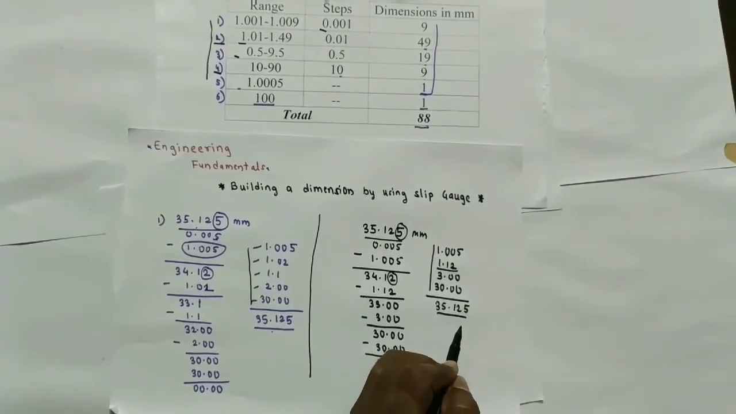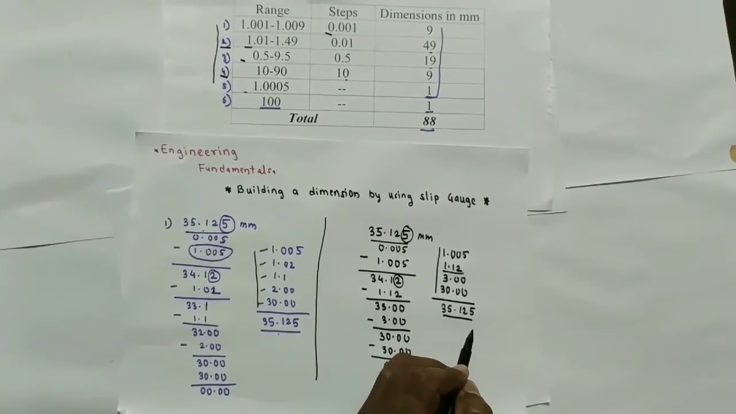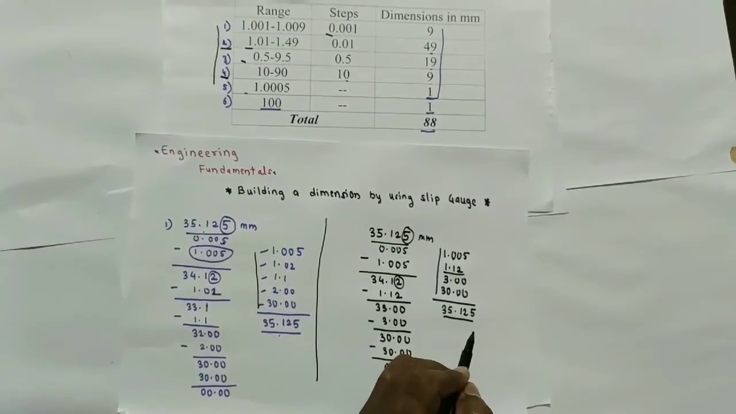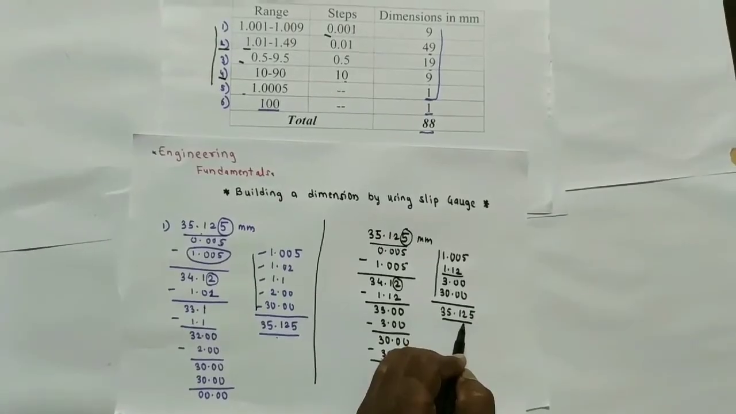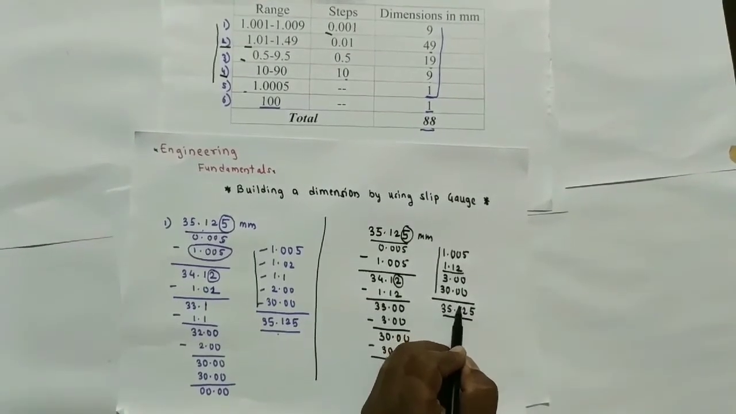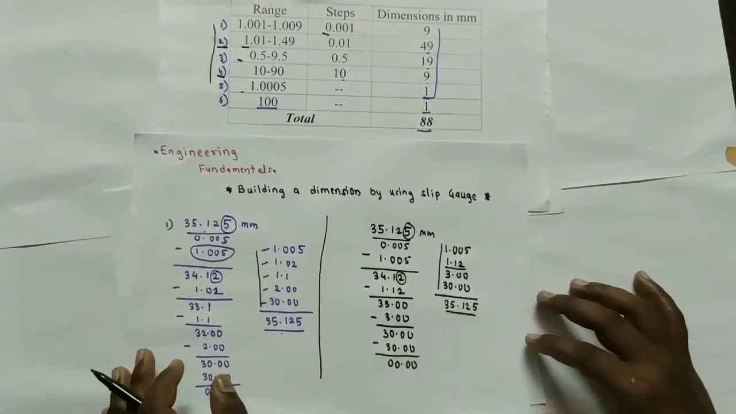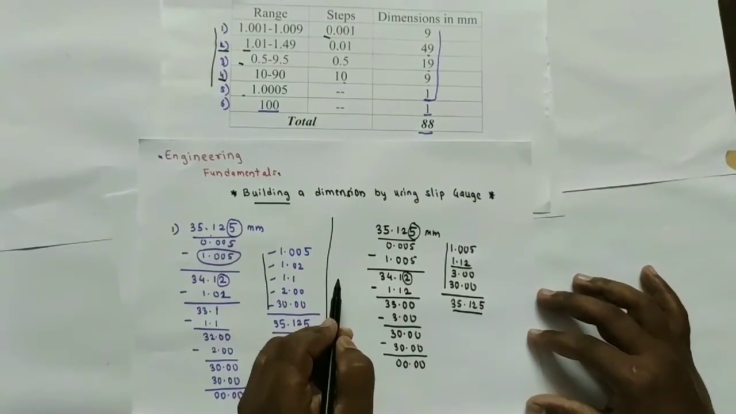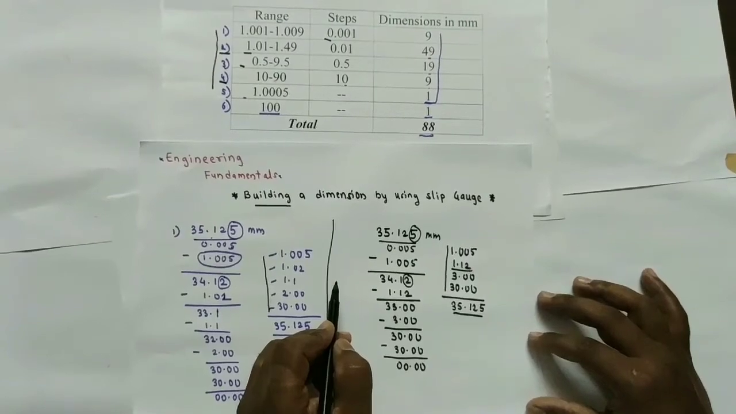So whenever you are solving or building any dimension, you can use either the special set or the normal set. If you are using the special set, it is possible that you will get the minimum number of slip gauges for building the dimension. So in this lecture we have seen how to build a dimension by using slip gauges, which are available in the normal set and special set.